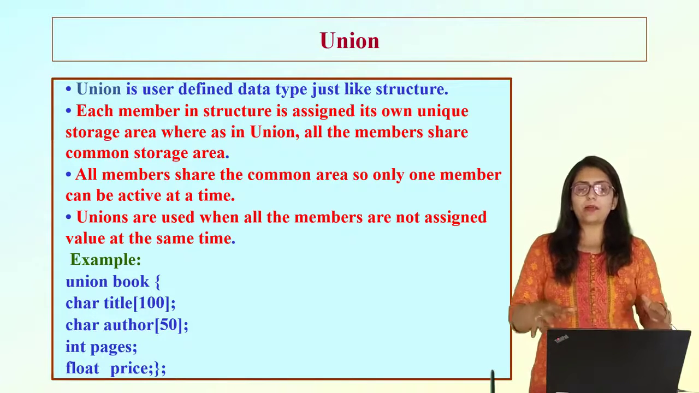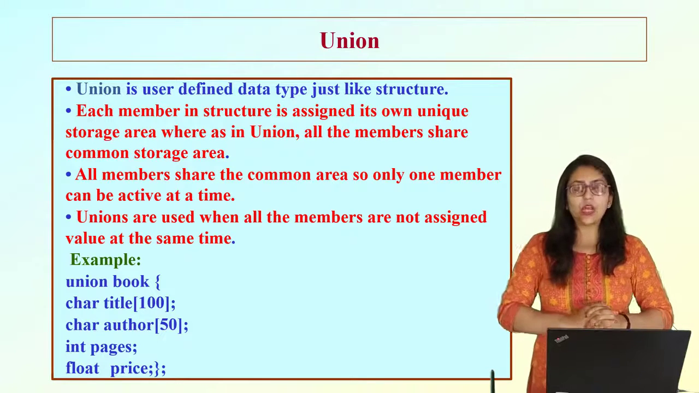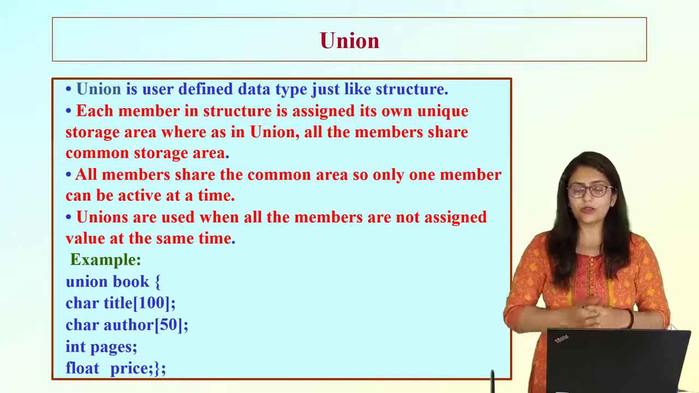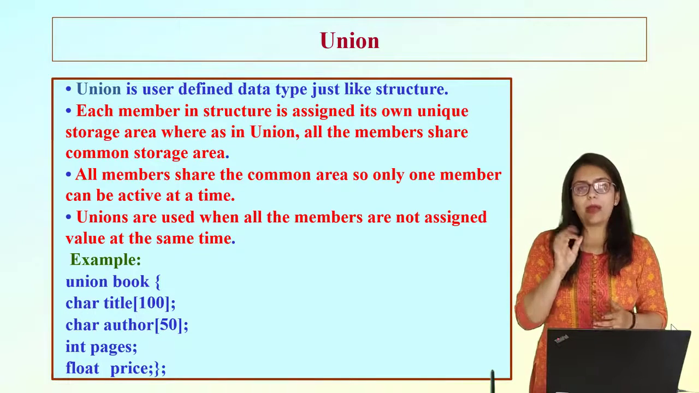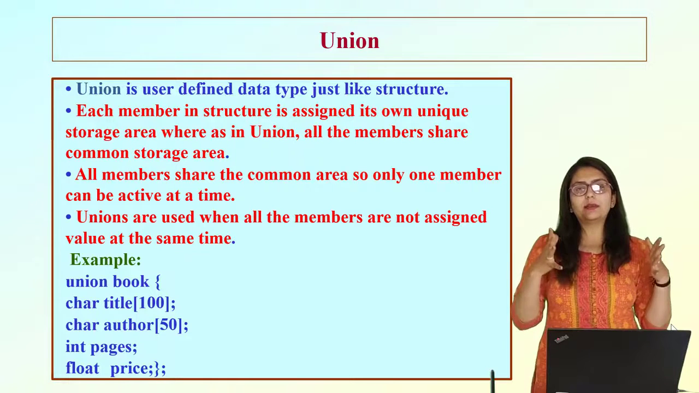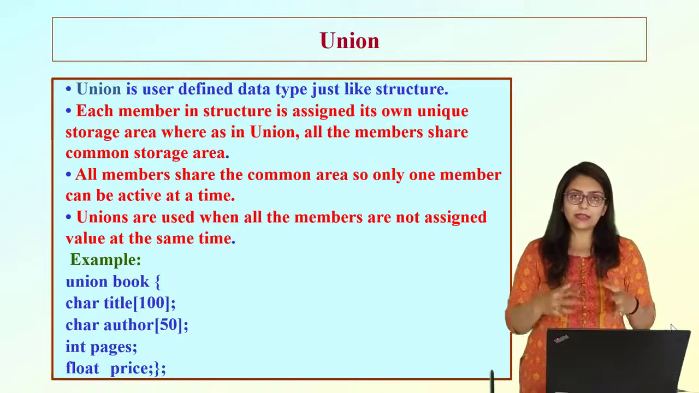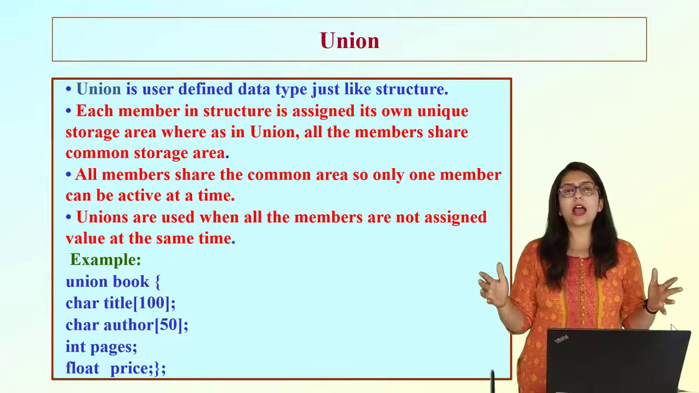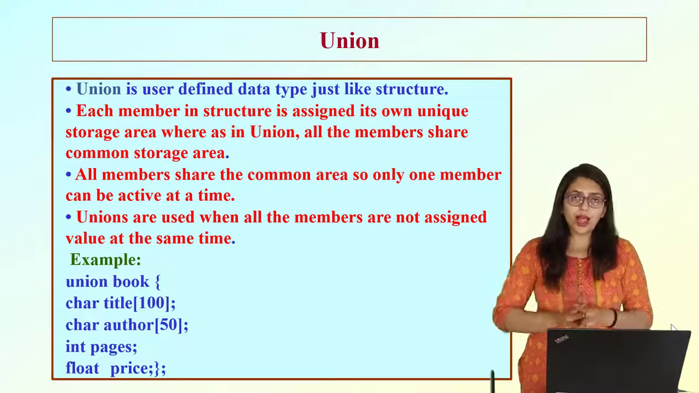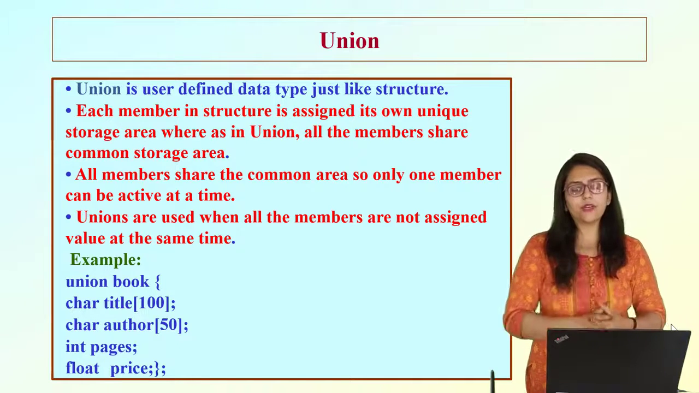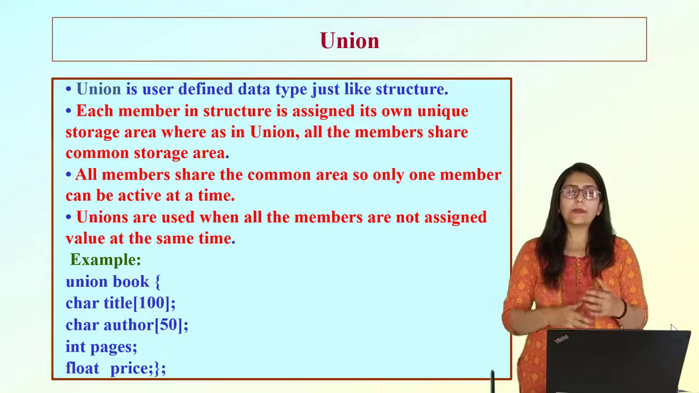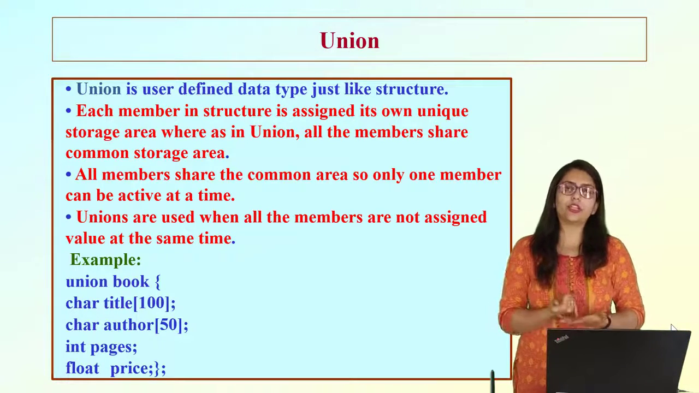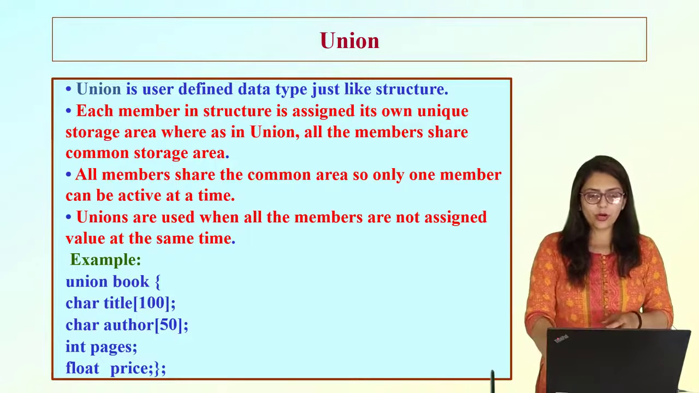Unions are used when all the members are not assigned a value at the same time. One may ask, ma'am, if I can create something like a structure, why should we use union? For memory efficiency. We know that the memory occupied by a union is much less in comparison with a similar structure. So sometimes you have less memory and you want to do your task, then you can use union in place of structure. Also, when you are not going to initialize each member at the same time, you can use union in place of structure.